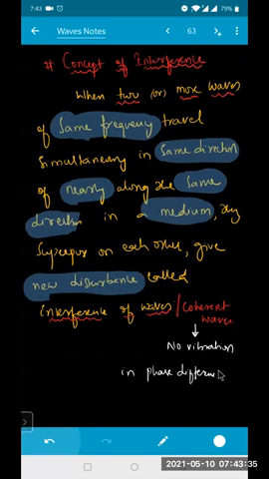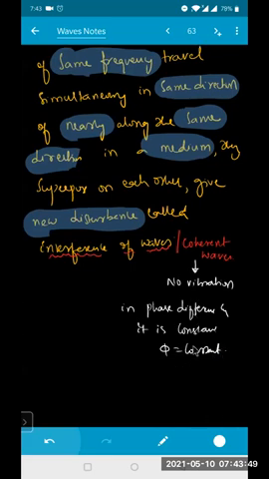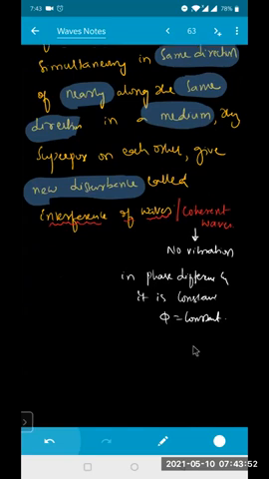In phase difference, and it is constant. That means phi is constant, isn't it? There is no initial phase. Same frequency and no initial phase between them, that is called coherent interference. Is that clear for everyone? Yes, sir. Very good.